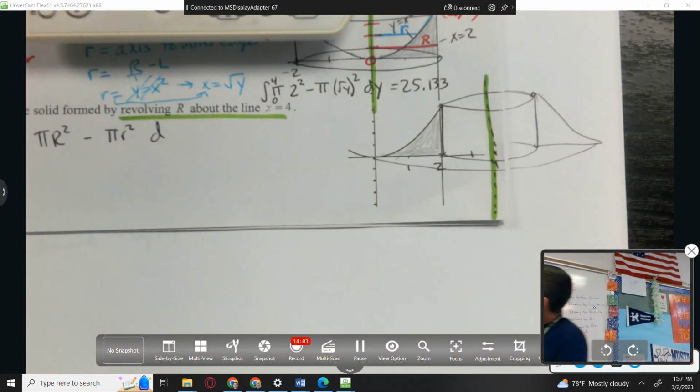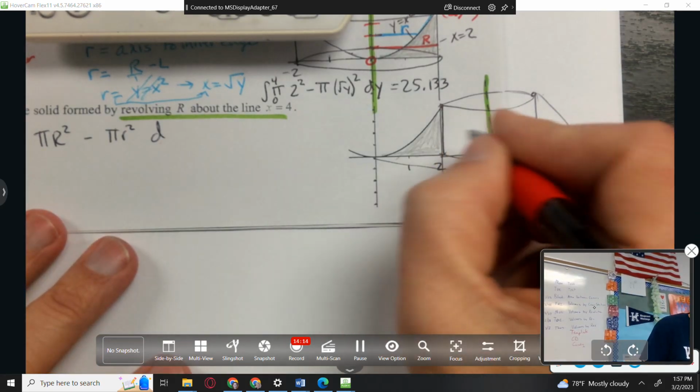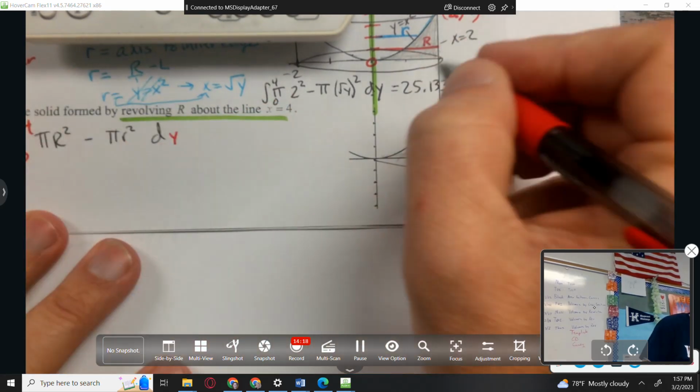Let's see. Oh, my disc isn't big enough for this, but you get the idea. You need to get a larger one, an old record or something. So dy is still 0 to 4. Okay.